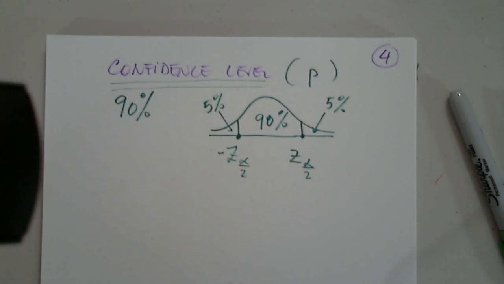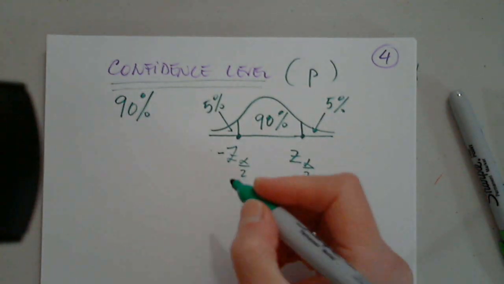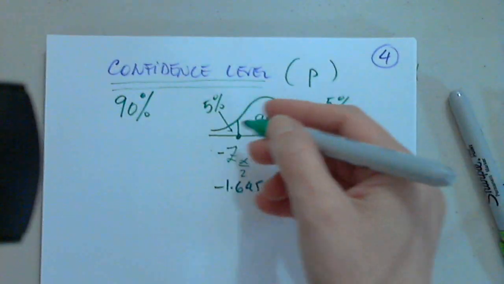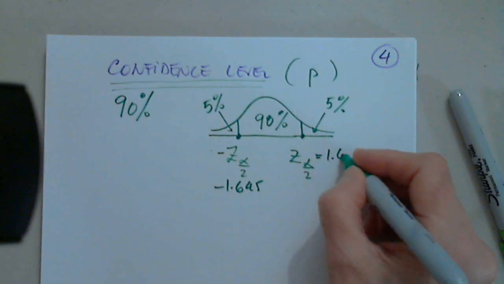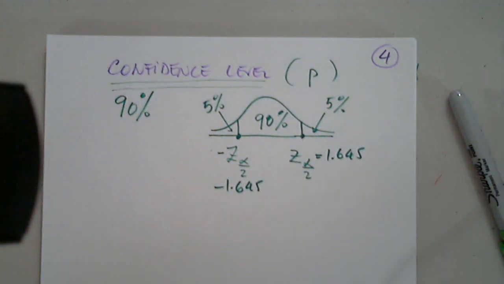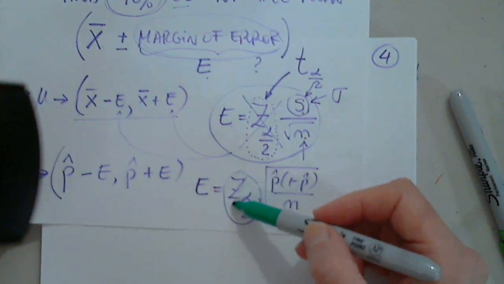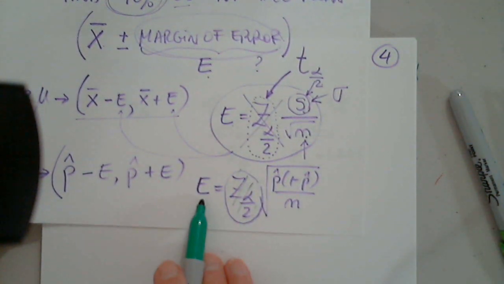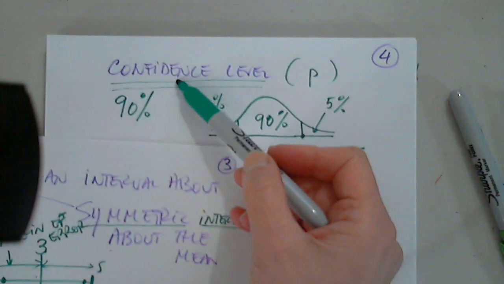So inv norm, area to the left, 0.05. Mu, yes, it's a z distribution, 0 and 1. Everyone knows that by now. And the number is negative 1.645. So this is negative 1.645. Of course, by symmetry, this number here is 1.645. This is the number that will go into the calculation of the margin of error. It depends on the confidence level.